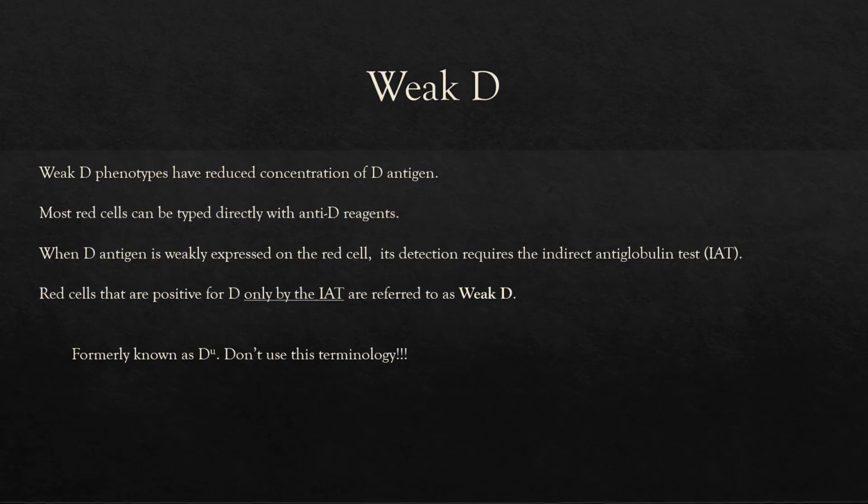Then we have weak D phenotypes. Weak D phenotypes have a reduced concentration of D, but they still have all epitopes present. There are a few different reasons weak D phenotypes exist, which we'll talk about on the next slide. Weak D was formerly known as DU. Do not use this terminology, it is outdated.